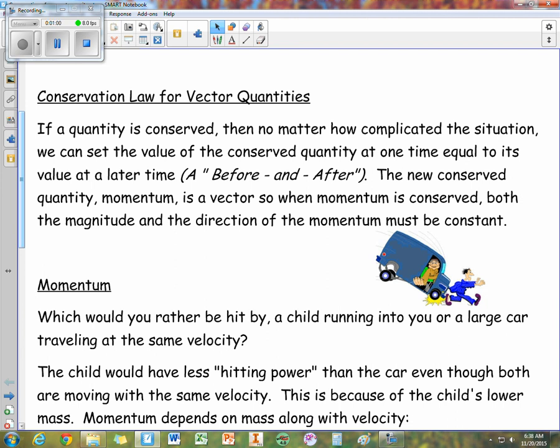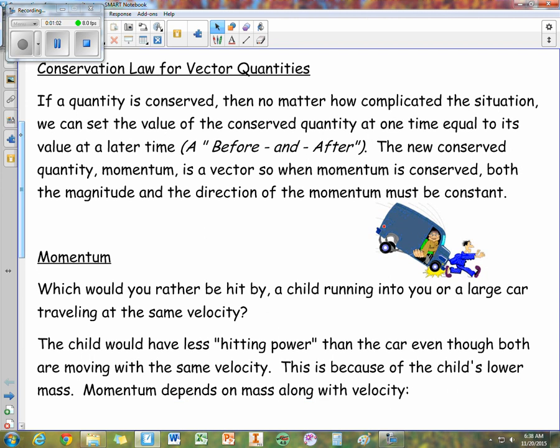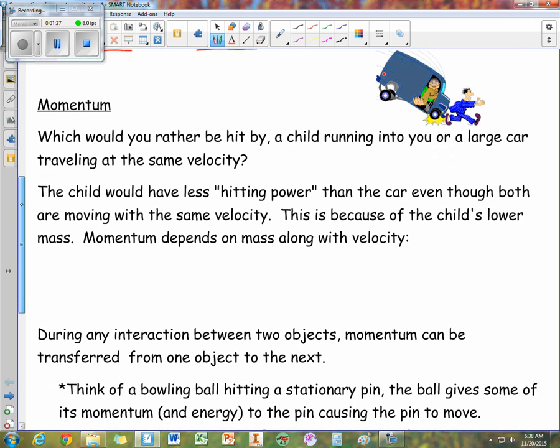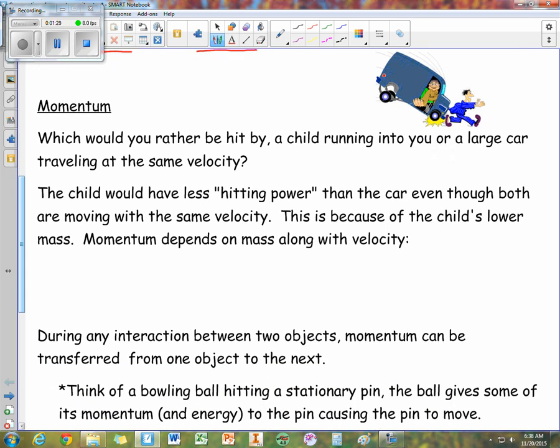And what becomes tricky is when we talk about vectors. When we talk about vectors, we have to make sure both the magnitude and the direction are conserved, so that all of the magnitude before is equal to all the magnitude after, and that the direction before equals the direction after. And that can get a little tricky. So let's begin by talking about what exactly momentum is.